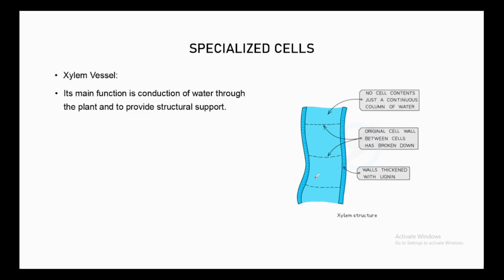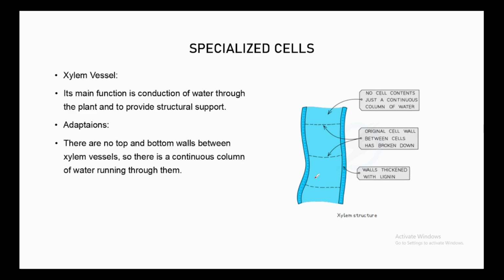The next cell is the xylem vessel, which is only present in plants. Its main function is the conduction or transportation of water through the plant, and it provides structural support. There are certain adaptations for this type of cell. There are no top and bottom walls between the xylem vessels, no top, this one, and no bottom, this one, in the xylem vessel. So there is a continuous column of water running through them, meaning no hindrance in the flow of water.